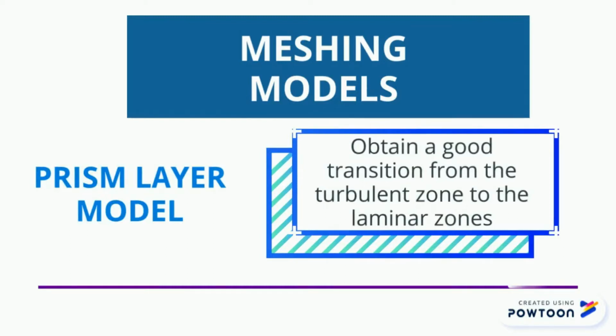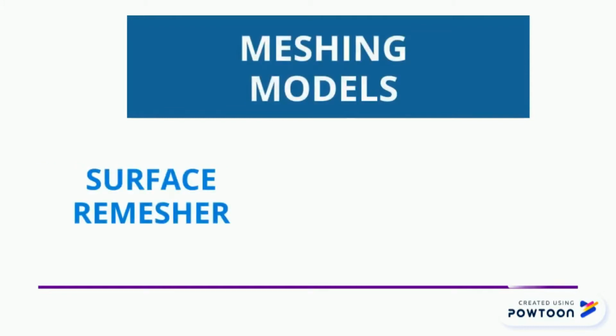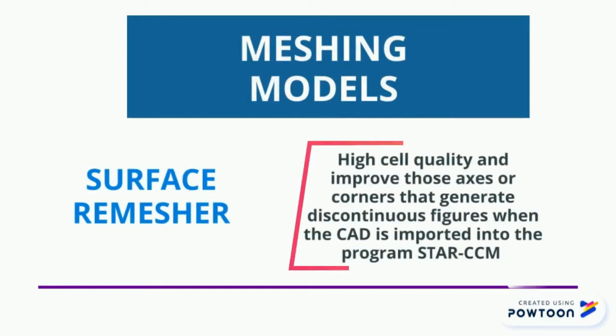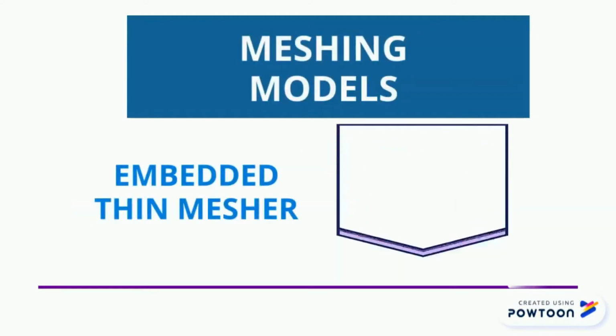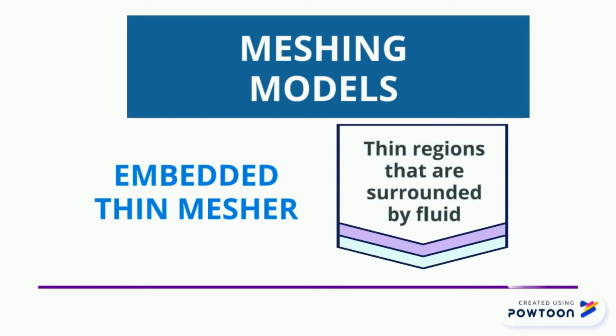On the other hand, the surface remesher was used to obtain a mesh that would meet a high cell quality and improve those axes or corners that generate discontinuous figures when the CAD is imported into the program STAR-CCM+, and finally the embedded thin mesher is used for the thin regions that are surrounded by fluid. It assumes that the thin geometries are entirely contained within another region.